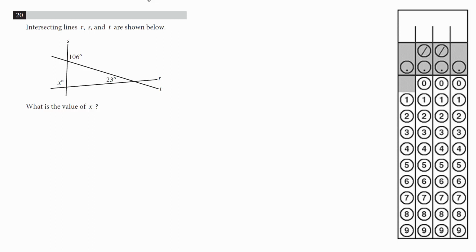Number 20. This is the last question. Intersecting lines R, S, and T are shown below. What is the value of x?